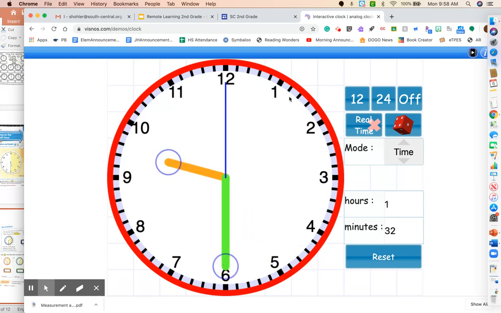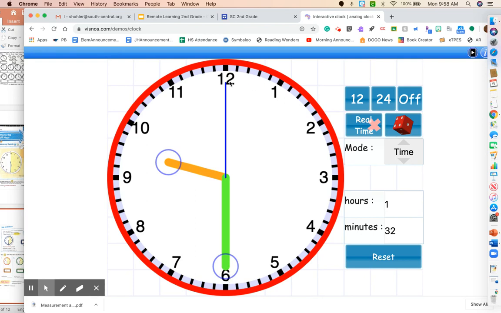Okay. Who can tell me what hour we are in? We are in the 9 o'clock hour because it hasn't hit the 10 o'clock hour yet. And this is our hour hand. It's going between the 9 and the 10. The next is we know that this is pointing to the 6.